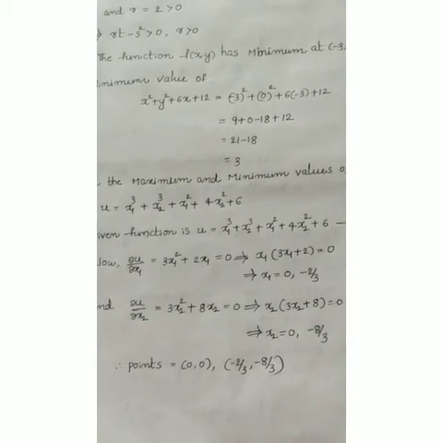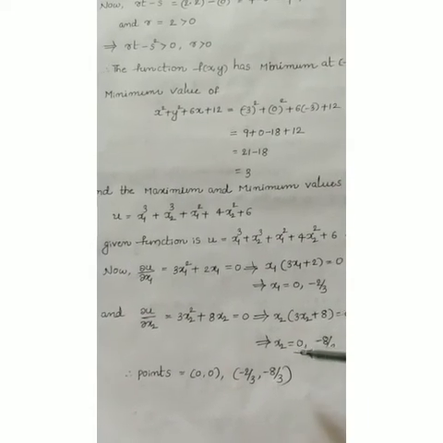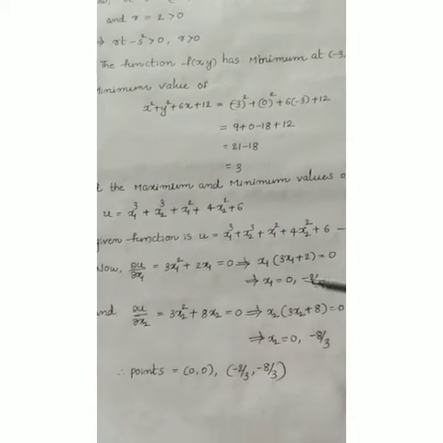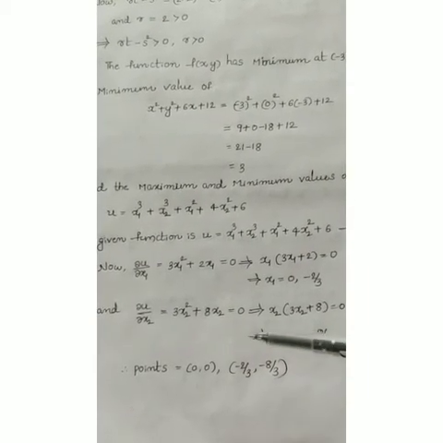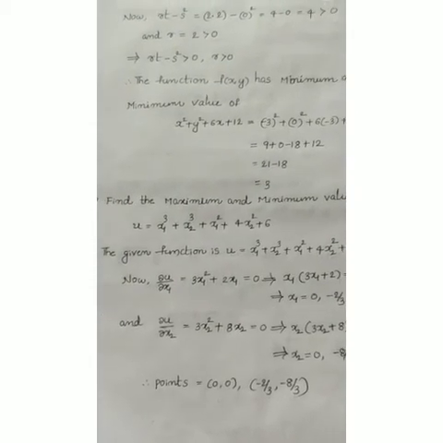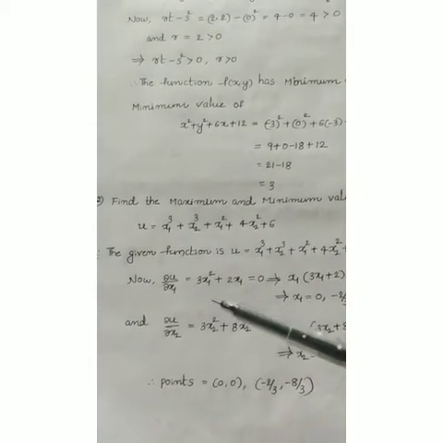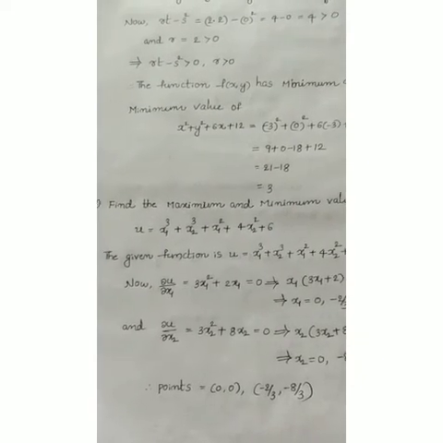So here we get 2 points, that is x1 equals 0, x2 equals 0, that is (0, 0), and x1 equals -2/3, x2 equals -8/3, so this is (-2/3, -8/3). So here we get the 2 points, (0, 0) and (-2/3, -8/3). These are the 2 points.